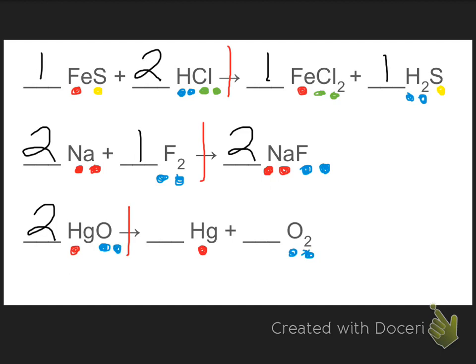Again, that 2 doesn't just go to the oxygen. It also goes to the mercury. So now I have unbalanced my mercuries. To get myself balanced, I need to give a 2 in front of this mercury. Now I have 2 mercuries on each side, 2 oxygens on each side. I can put a 1 right here as a placeholder to show my balanced equation.